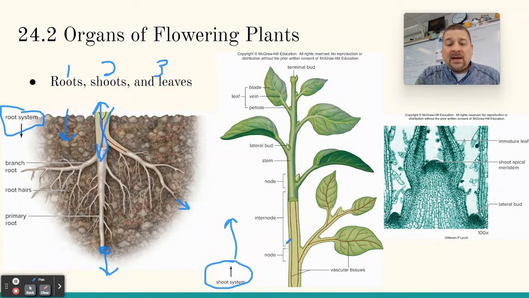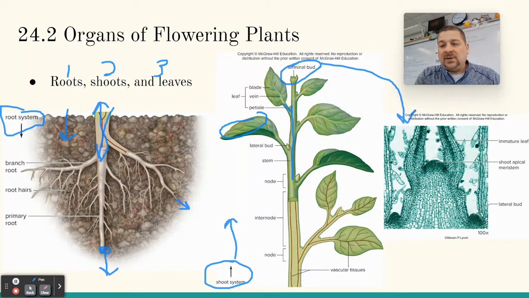The shoot system includes the stem, which is the main line branch or upward support system for the plant. Off of that, you've got lateral buds that produce lateral branches that contain the leaves. In the leaf, you have the blade part of the leaf, where you can see leaf veins. That would be the vascular tissue, the xylem and phloem that we talked about in the last video. And it's attached to the stem by the petiole. At the top is the terminal bud. Again, that provides primary growth, for the plant to grow taller.